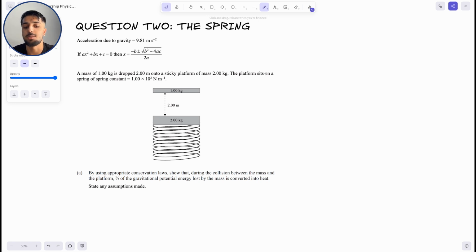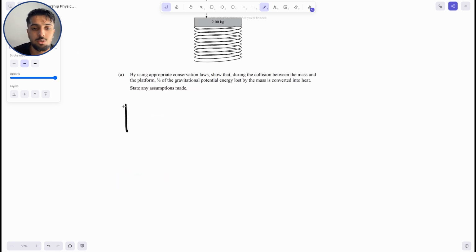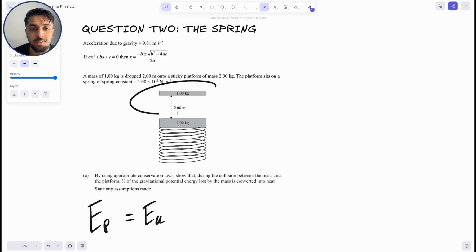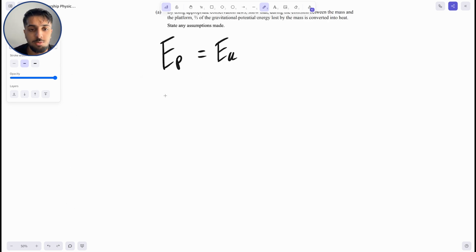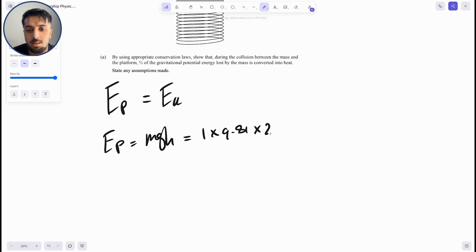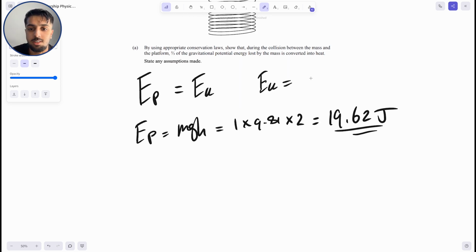State any assumptions made. Okay, so we are going to assume that all the gravitational potential energy is going to be converted to EK for the mass that is being dropped. So that means the EP is equal to mgh, and therefore 1 times 9.81 times 2 meters is equal to 19.62 joules. And therefore our EK is equal to 19.62 joules.